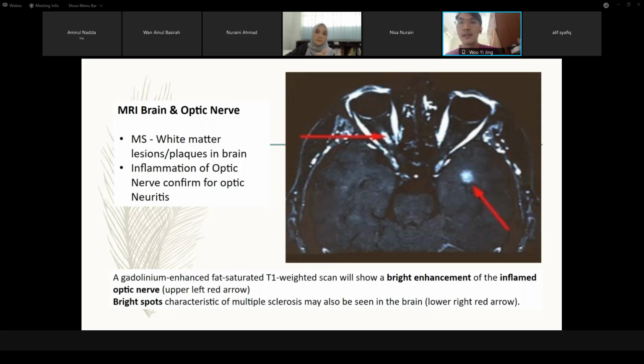So we need to use a contrast-enhanced fat-saturated T1 MRI scan. Basically, with fat saturation we have to suppress the fat, whereas the T1 scan can show you the normal anatomy of the brain and the eye under MRI. So you show a bright enhancement of an inflamed optic nerve. If there are any bright spots, it is most likely suggestive of multiple sclerosis, as you can see at the lower right red arrow. Next slide.